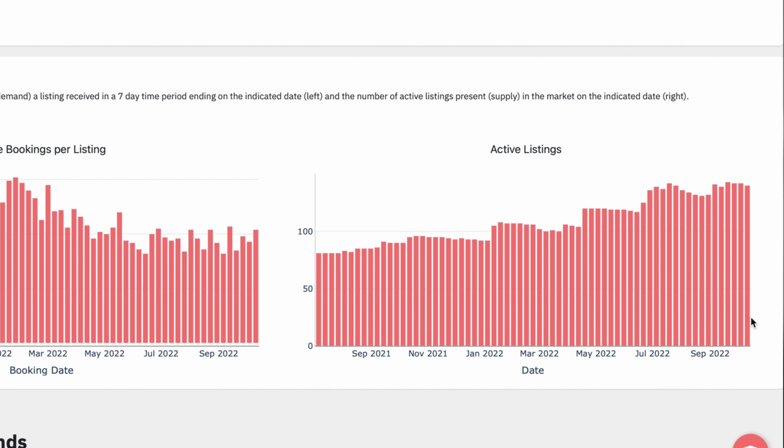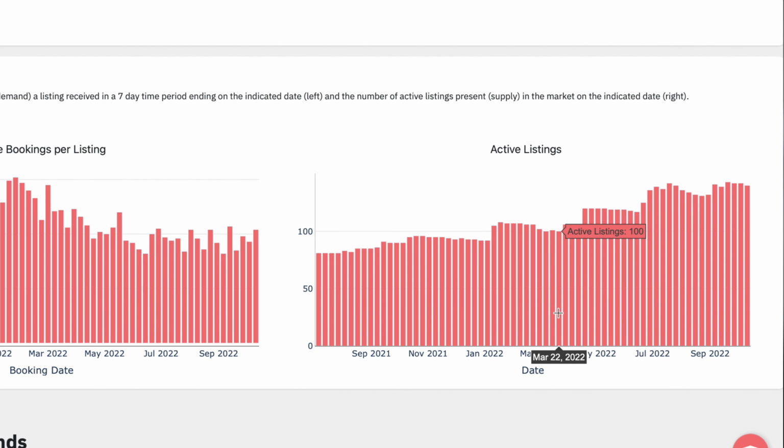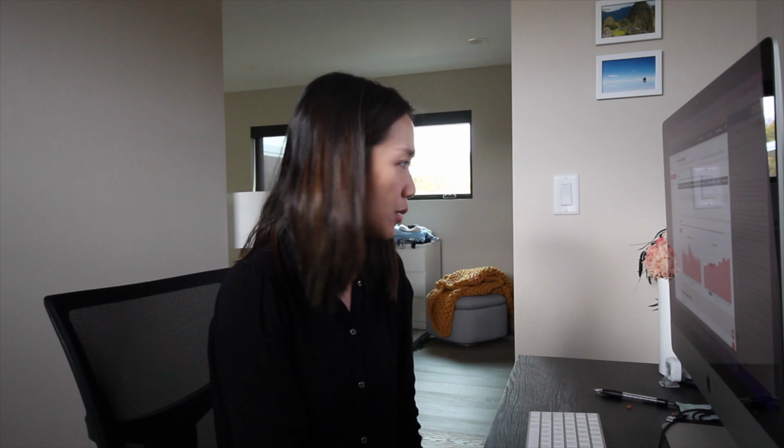And then active listings, this is what a saturated market looks like. Last year around this time, it was 80-ish listings, and now there's 142. So that's not quite double, but pretty close. We started in early May, so at the time when we started, it was 120. Comparing now to then, that's still 20 more listings in the area. So yeah, that's significant competition.